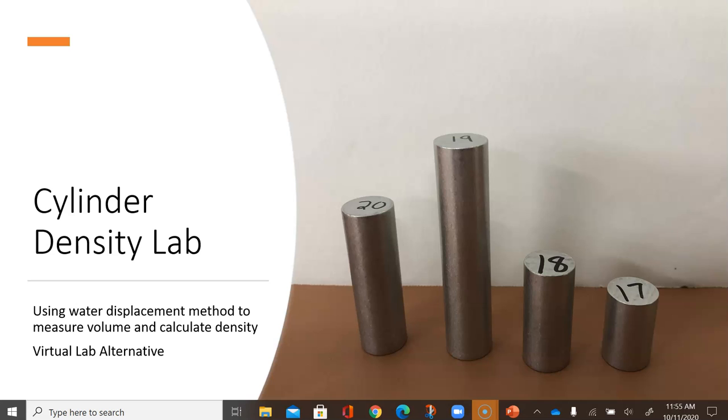So we're going to be doing a cylinder density lab, and we will be doing density by water displacement. Hopefully you have already finished the virtual density by water displacement lab, and you have an idea of how finding density by water displacement works. So now you're going to do it in real life, or virtually in real life, again, if you're a full-time virtual student. This is really mostly for the full-time virtual students and or students that are absent from class. So here we go.